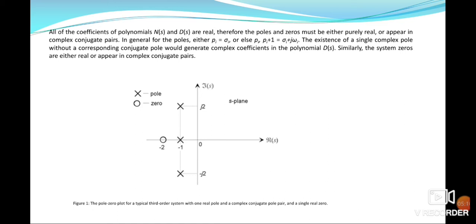All the coefficients of the polynomials N(s) and D(s) are real. Therefore, the poles and zeros must be either purely real or appear in complex conjugate pairs. In general, for the poles, either p equals sigma or else p equals sigma plus j omega. The existence of a single complex pole without a corresponding conjugate pole would generate complex coefficients in the polynomial. Similarly, the system zeros are either real or appear in conjugate pairs.